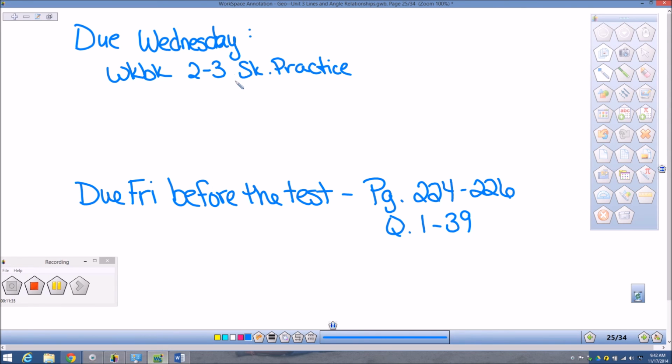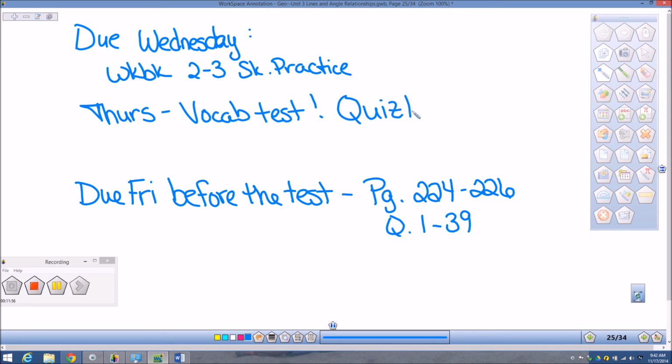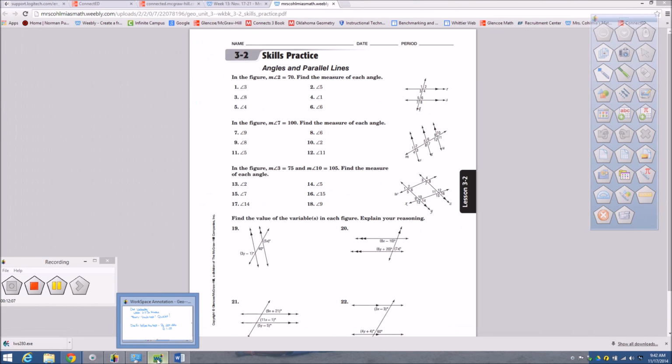When you are finished with that, you can either start working on page 224 to 226. This is going to be due Friday before the test, but you guys are going to have some time in class to work on it as well. Don't forget that Thursday you have a vocab test, your vocab test for this unit. Don't forget to do Quizlet. Remember that Quizlet's worth some extra credit points, and it's a really great way to help you study. After the last test, we definitely need those extra credit points. We definitely need to be studying as well.